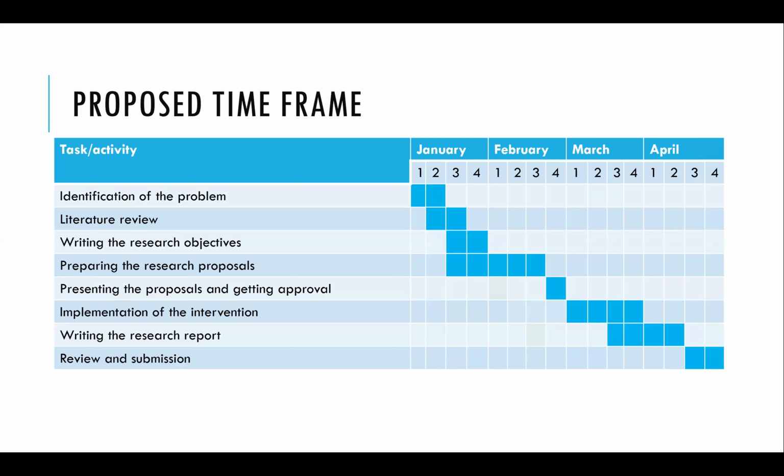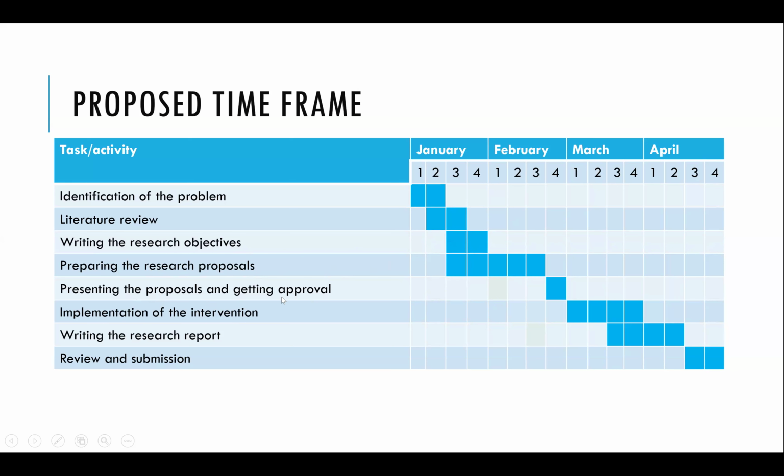And this is the proposed time frame, madam. Identification of the problem is in January, 1st and 2nd week. Literature review, 2nd and 3rd week. Writing the research objectives is in the 3rd and 4th week of January. And preparing the research proposal is from the 3rd week of January to the 3rd week of February.